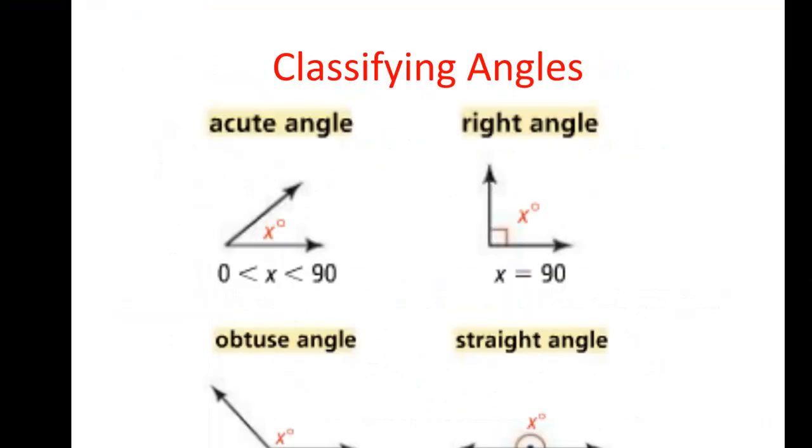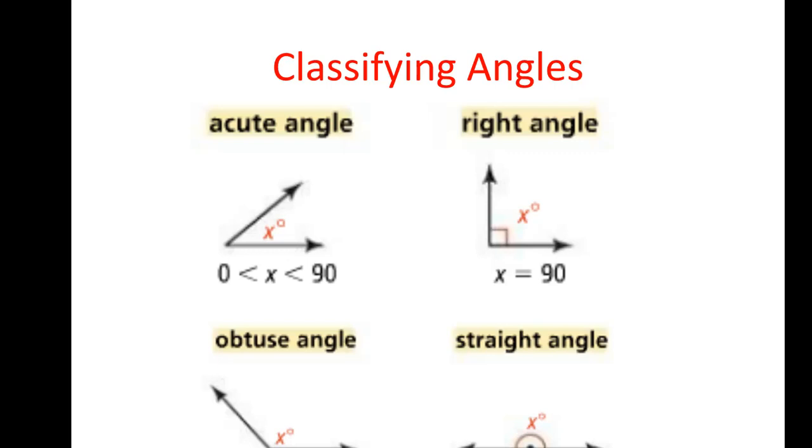Now let's look at classifying angles. These are some that you should know, probably from middle school and possibly from elementary school. Acute angle. This is an angle that's formed from 0 degrees to 90 degrees. Whenever you see the degree symbol, that tells you how many degrees are in that angle measure. So this right here is an acute angle.